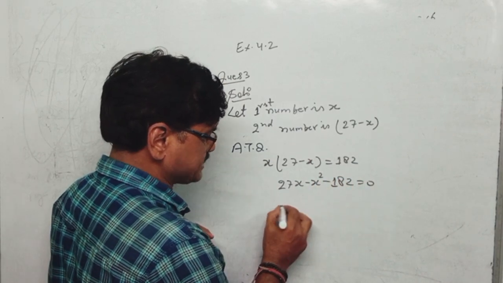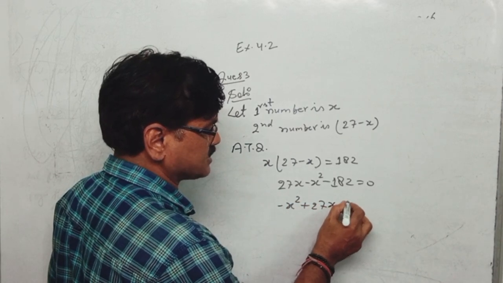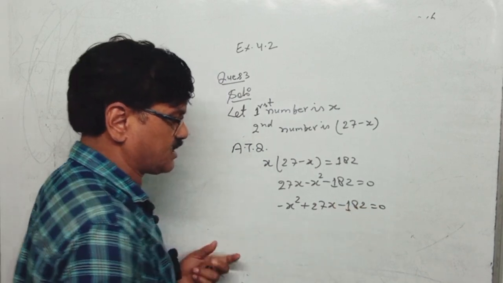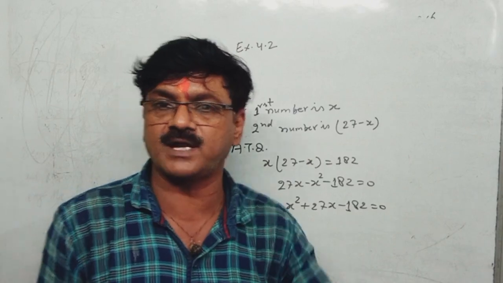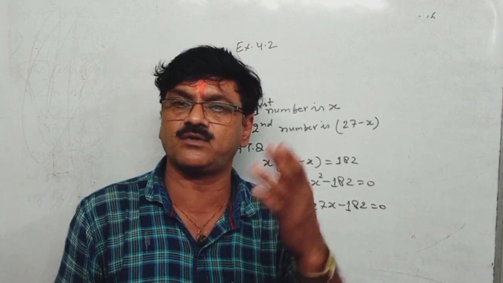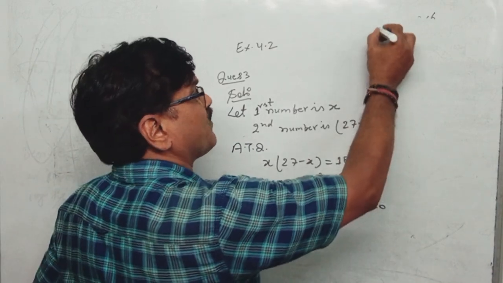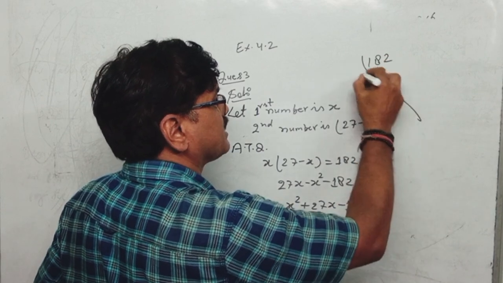Here we will write minus x square plus 27x minus 182, meaning you will write this in descending order: power 2, power 1, no power. You know that if the power of any variable is 0, its value becomes 1. Now you will split the middle term, so you will factorize this 182 like this.